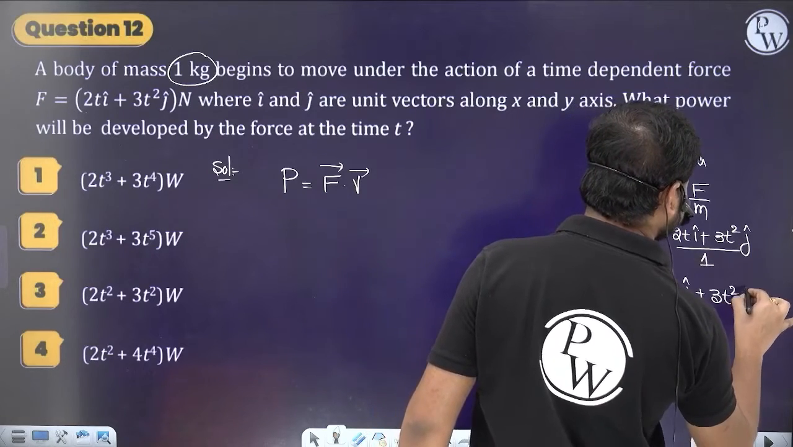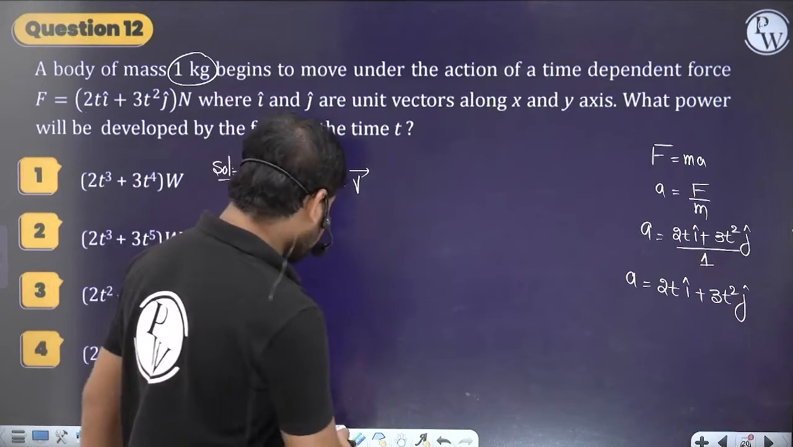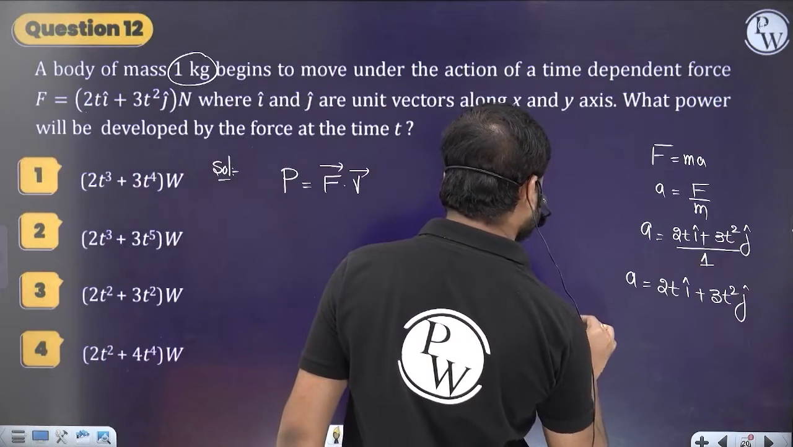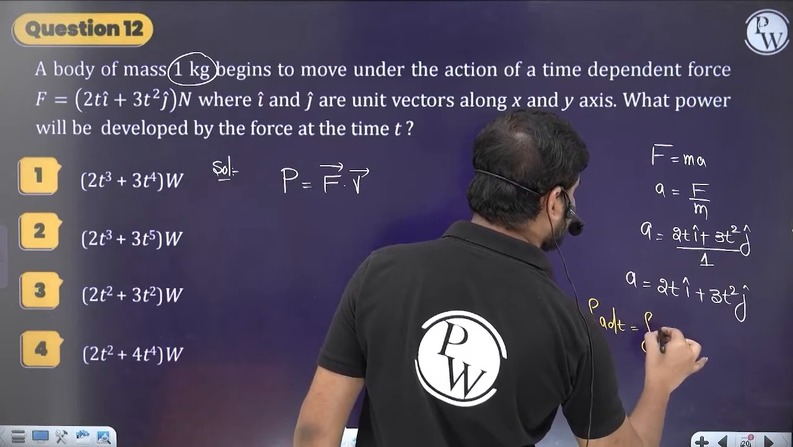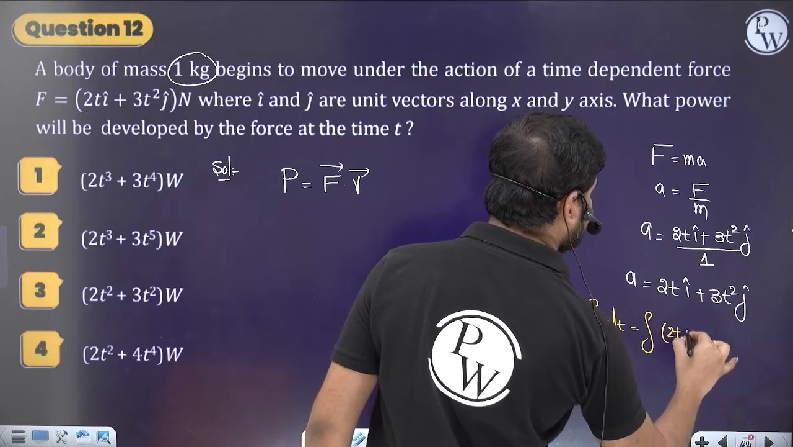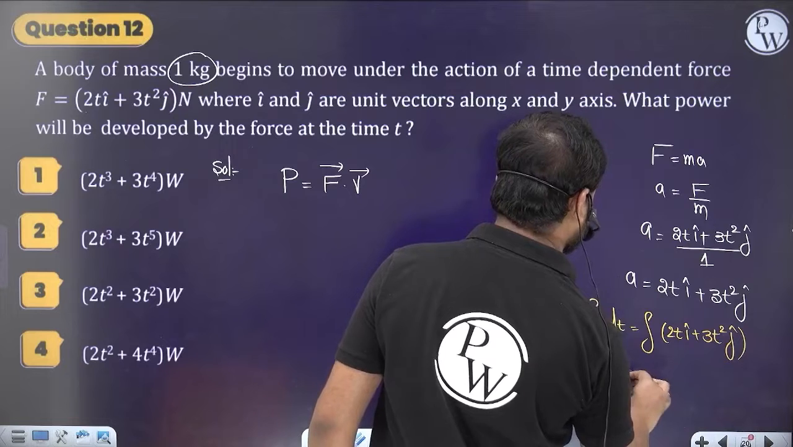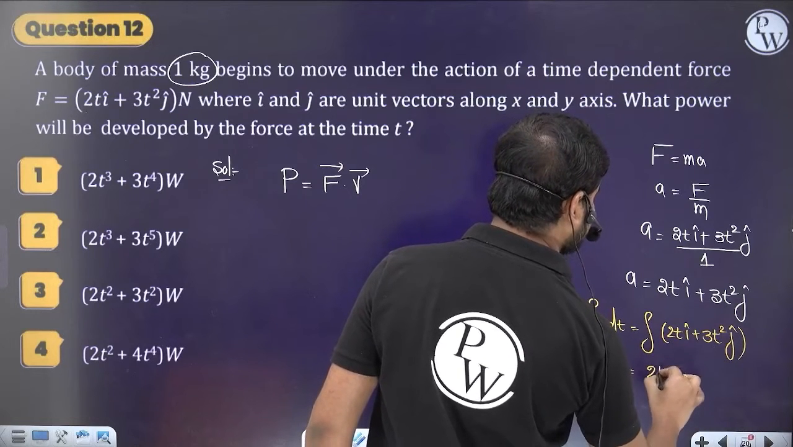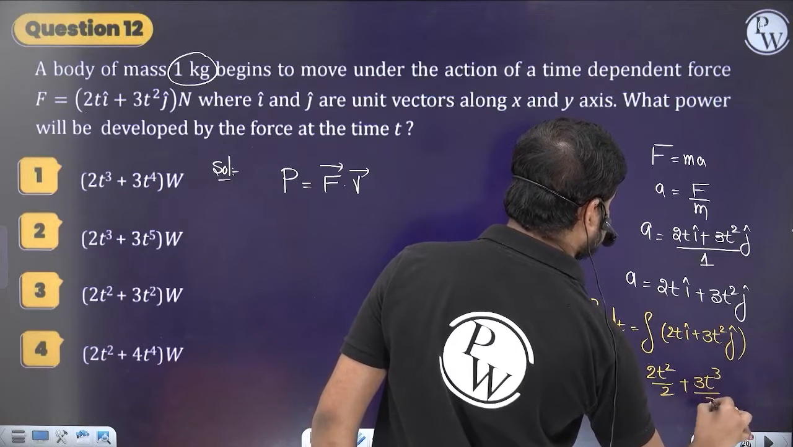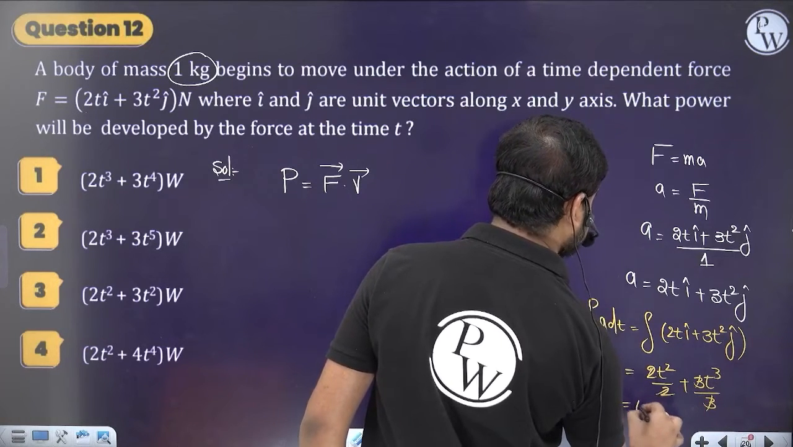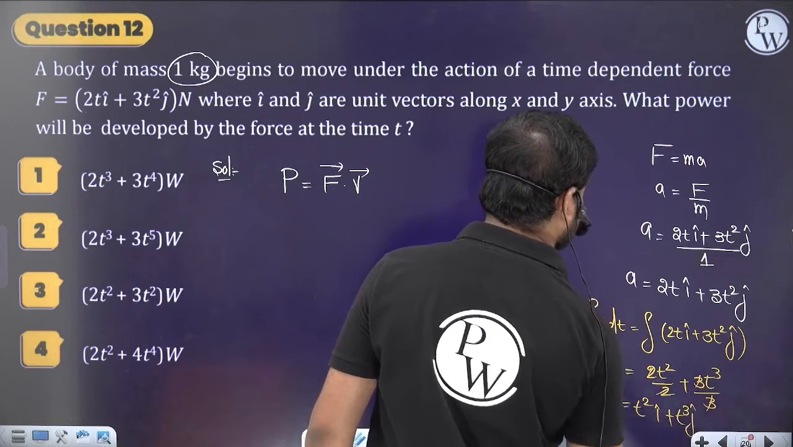If you know the acceleration, can we find the velocity? How do you find the velocity? The velocity is equal to the integration of a dt. In place of a, you can write 2t i cap plus 3t square j cap. So we can write this as 2t square by 2 plus 3t cube by 3. The 3 cancels, the 2 cancels. So t square i cap plus t cube j cap is the velocity.